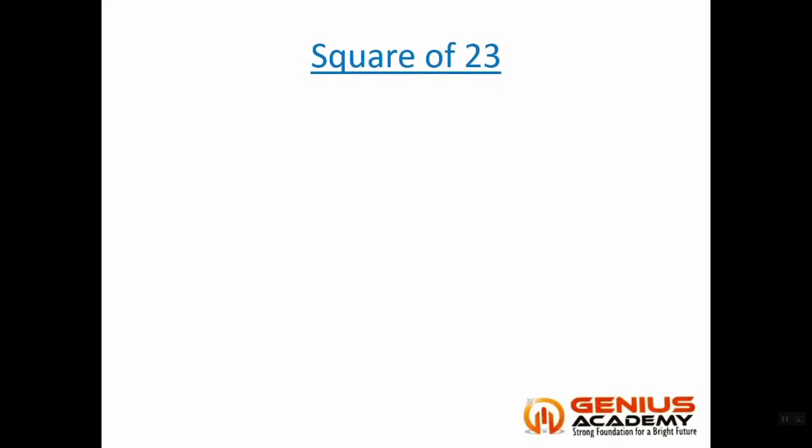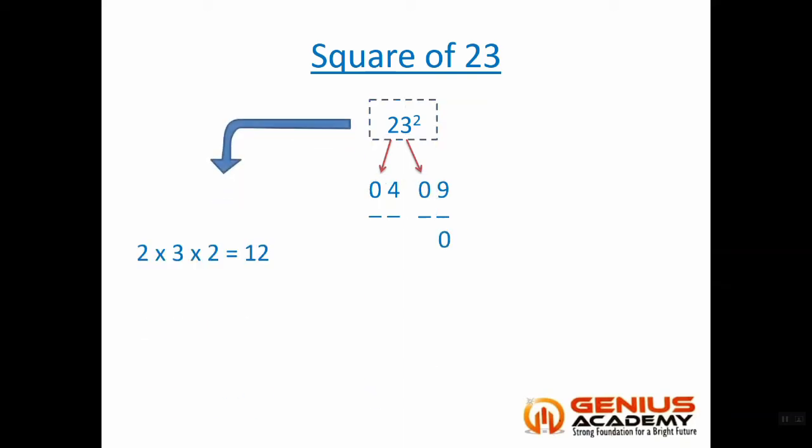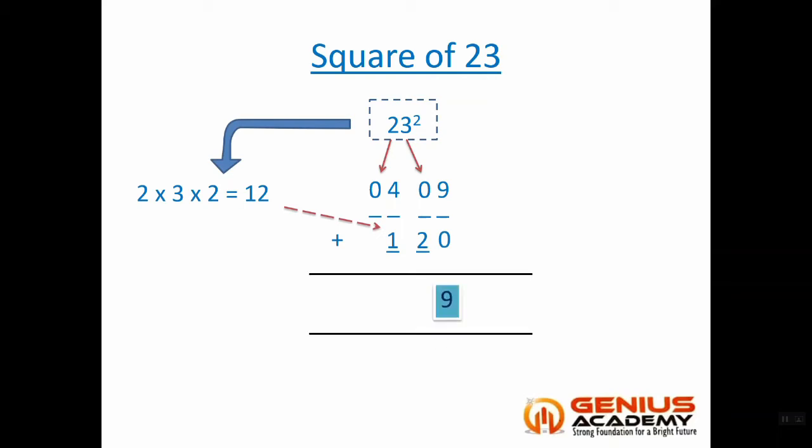Square of 23. So again, 23 square. 2 square is 0, 4. 3 square is 0, 9. Let us put 0 here and multiply these three numbers. So 2 into 3 into 2 is 12. Put 12 here and add these two numbers. And you get the square. 23 square is nothing but 529.